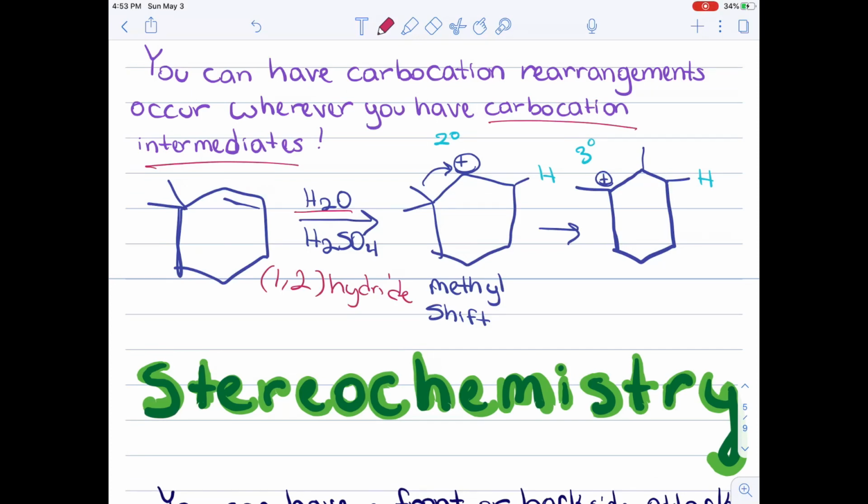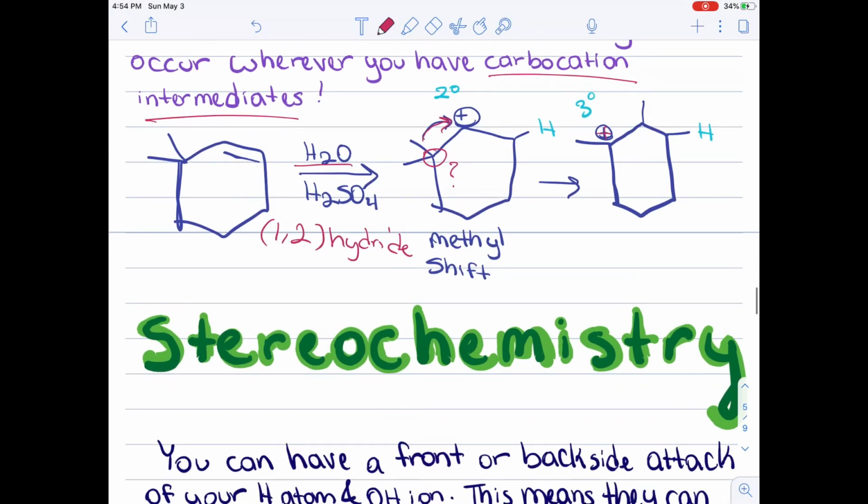Naturally, you would form a secondary carbocation, but look at the carbon next to it. Can't you form a tertiary carbocation if you were just to move over the methyl group? That's exactly what happens in this reaction. The methyl group moves over and it forms a tertiary carbocation, where it is much more stable and your alcohol group will end up forming.